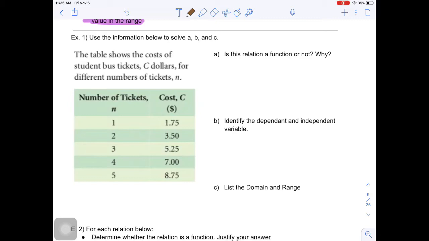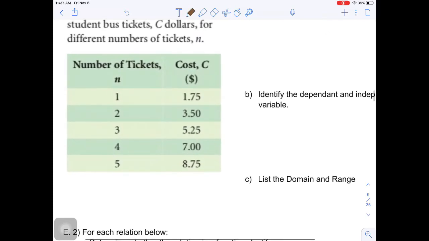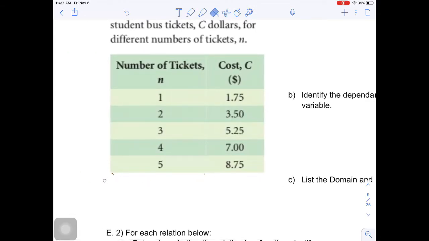So use the information below to solve A, B, and C. So we have a table of values. This table shows the cost of student bus tickets, C dollars, for a different number of tickets, N. So here, recognize this side, I'll represent on the other side here. My number of tickets, this would be my independent variable. And why is that? Because we are choosing how many tickets we grab. We are choosing this.